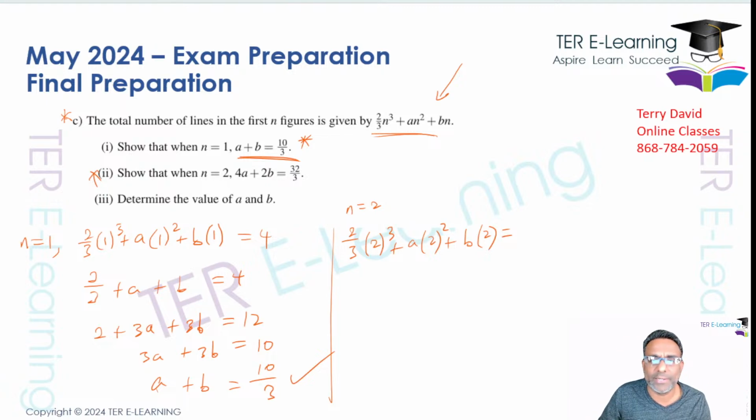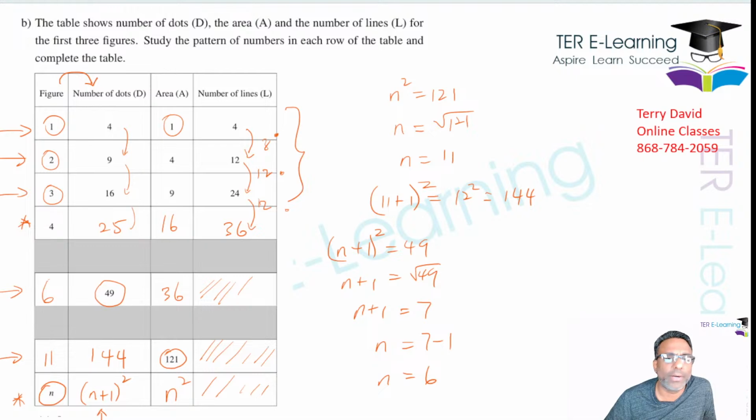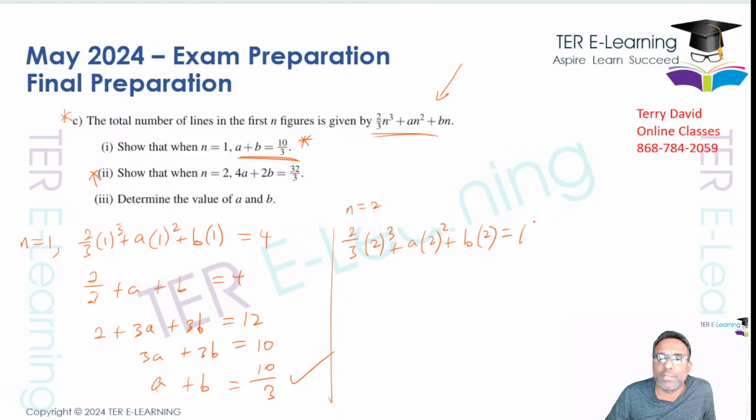So in this case, the total number of lines in the first n figures here would have been this here. You need to add up the 12 and the 4. So that's going to be 16. Now hopefully this is correct here. 2 cubed is 8. So this is 2 cubed, 8, 16. So this is 16 over 3 plus 4a plus 2b is equal to 16.